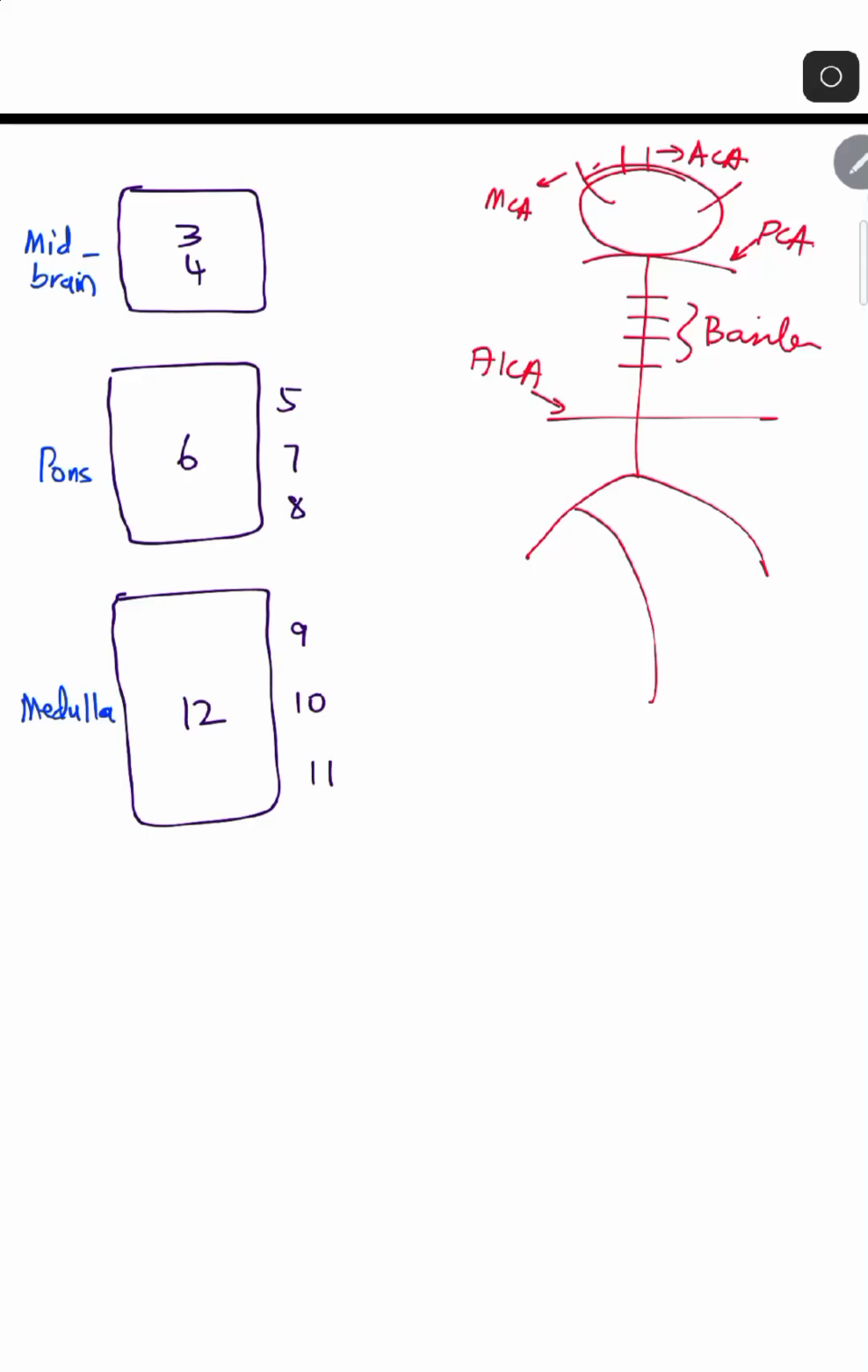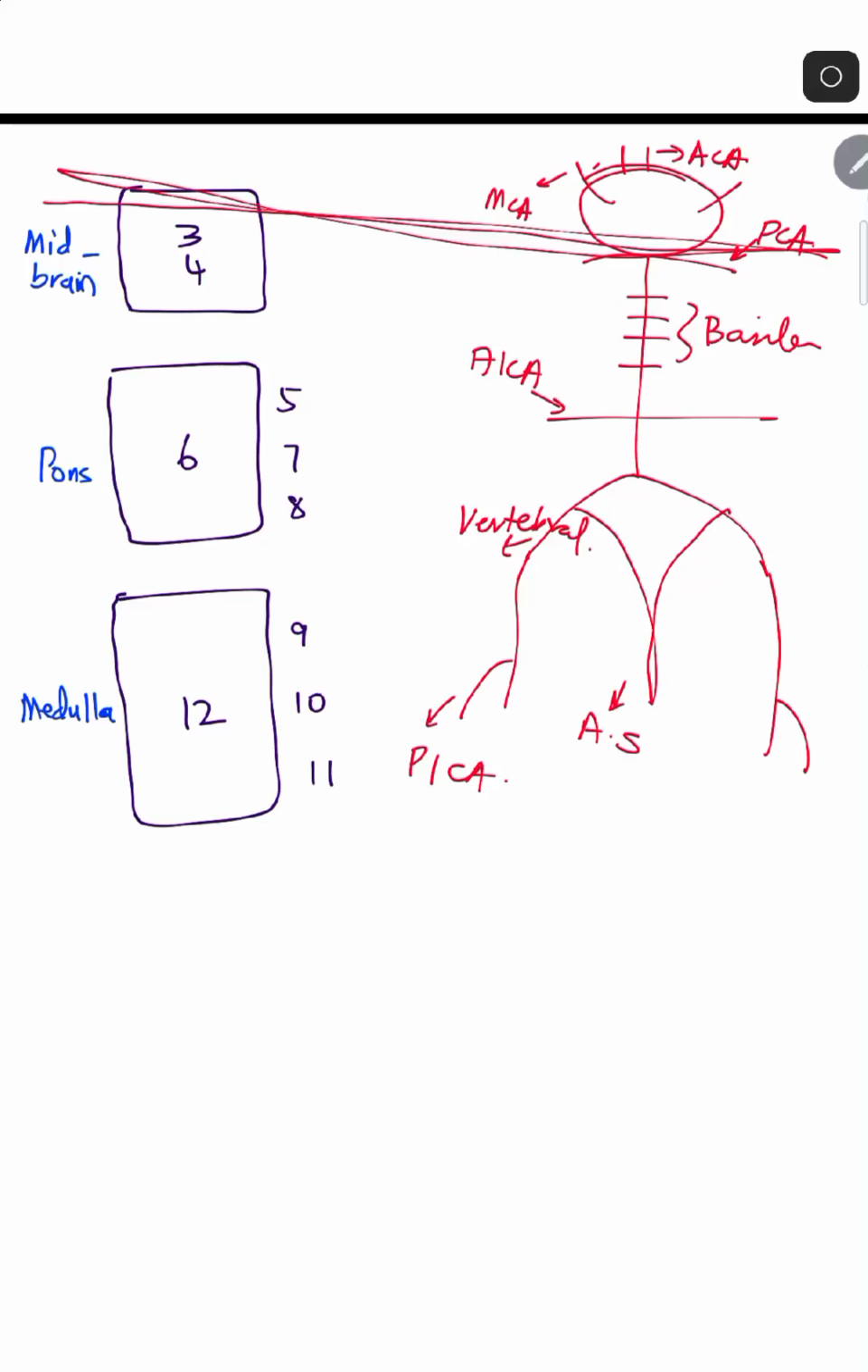And here we have the joining into the anterior spinal. And then we're going to make a big line here. And then we've got the branchings, which is the PICA. Okay, and this is the vertebral.